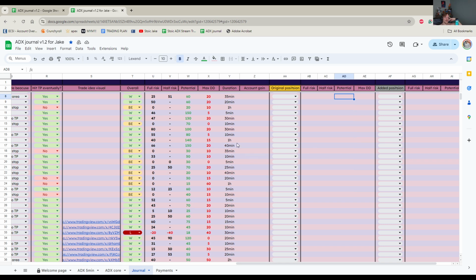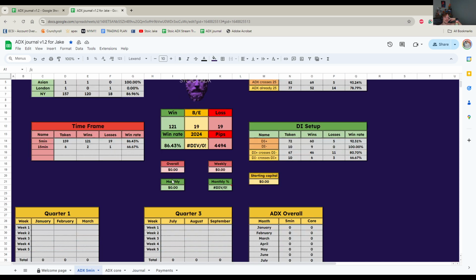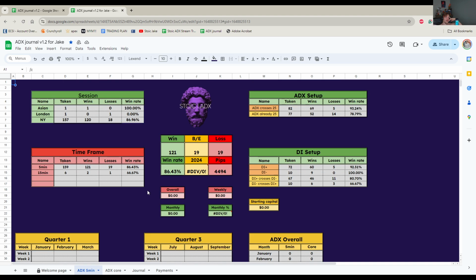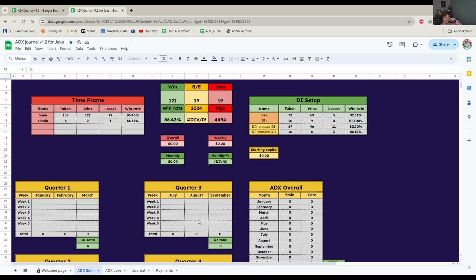Now that we've calculated all that, we're going to go to ADX 5 minute. This is how it's going to correlate. You can basically add your weekly earnings right here. Did you earn, like, week 1 in February 1,000, week 2 1,000, so we earned 2,000. It automatically does it for you, so you don't have to do anything. Just put in the numbers, and you would do that for each quarter.